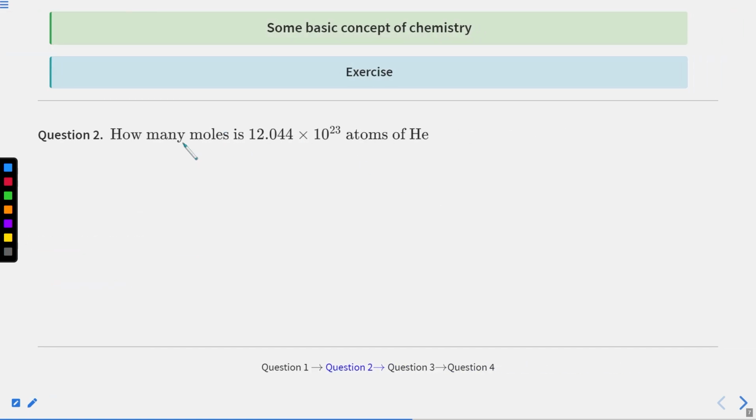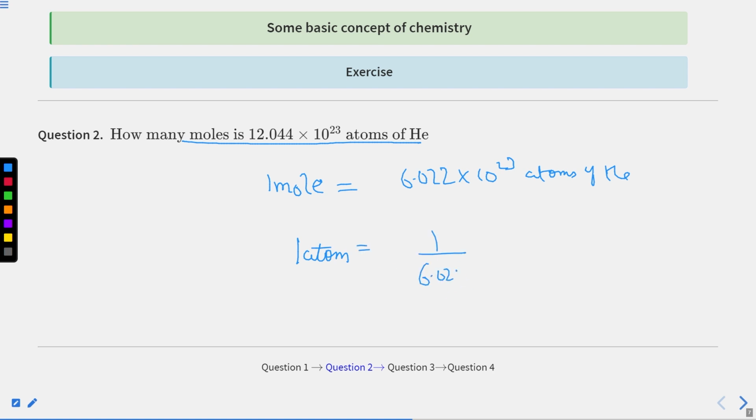Next is, how many moles are there in this many atoms of helium? We have to calculate the moles in this many atoms of helium. We know that 1 mole contains 6.022 x 10^23 atoms of helium. So one atom will contain how many moles? One atom will contain 1 by 6.022 x 10^23 mole.